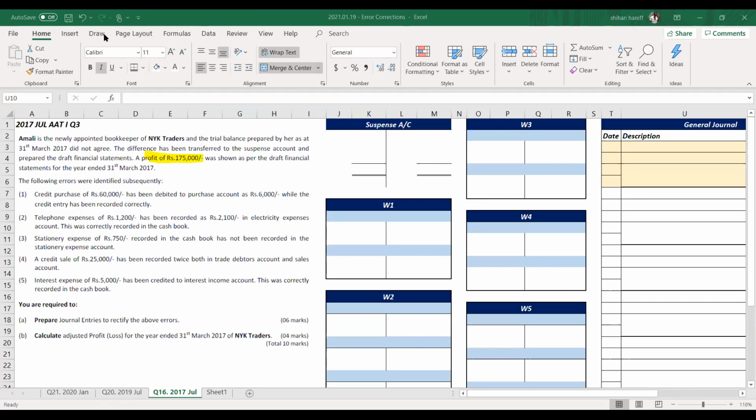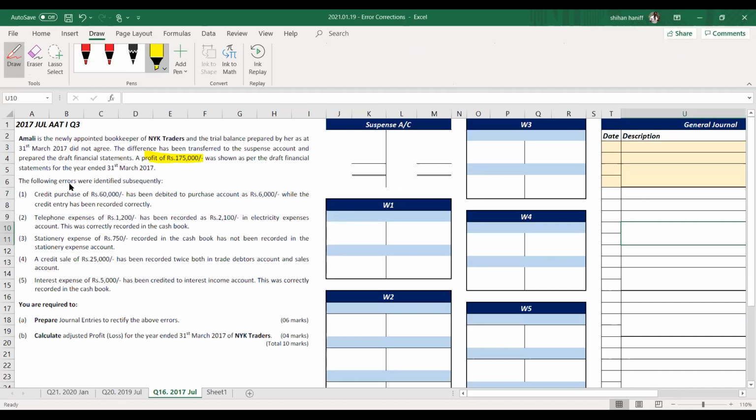Error 1. Credit purchase of 60,000 has been debited to purchase account as 6,000, while the credit entry has been recorded correctly. So credit purchases, double entry will be creditors account credit and purchases account debit. Credit entry is correctly recorded 60,000, but purchases account recorded as 6,000.